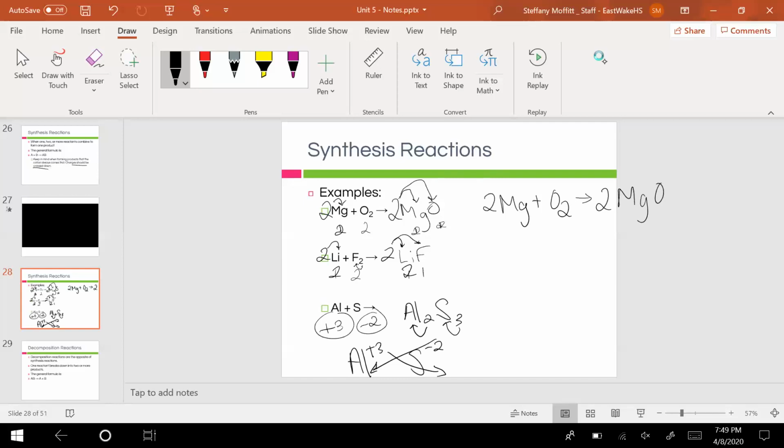So my final equation is Al plus S yields Al2S3. So now I just have to balance this equation. I have 1 aluminum on the left and 2 on the right. I'm going to go ahead and put a 2 in front of that aluminum on the left to make it 2. I have 1 sulfur on the left, 3 on the right. So I'm going to put a 3 in front of this sulfur on the left-hand side because those coefficients distribute into the entire compound. So now I have 3 sulfurs on the left and 3 on the right. Those subscripts only go to the one in front of it.